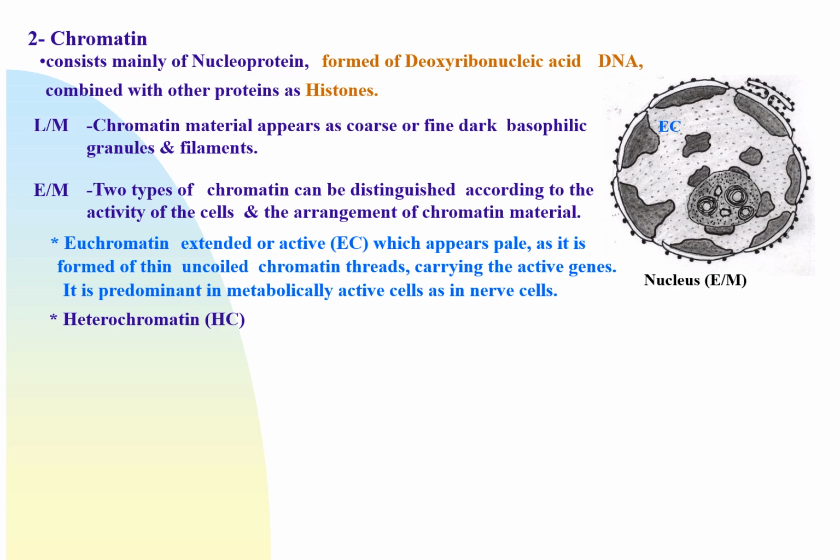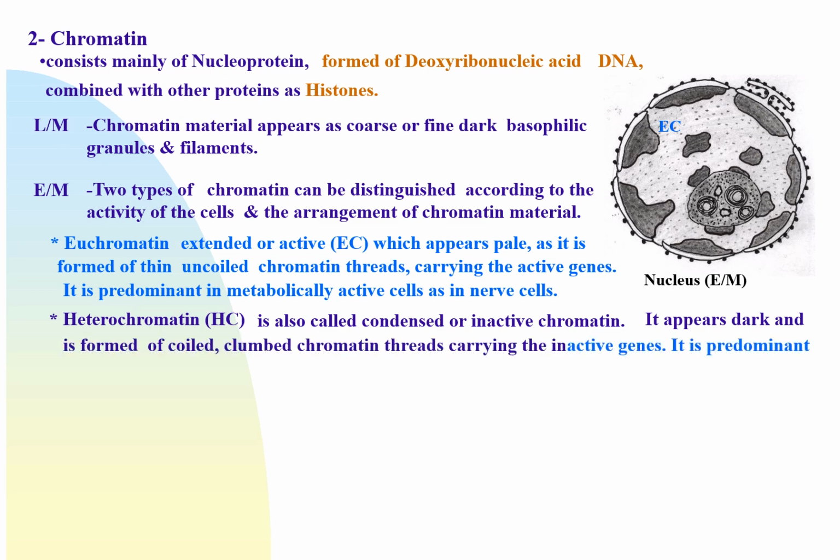Heterochromatin is also called condensed or inactive chromatin. It appears dark and is formed of coiled, clumped chromatin threads carrying the inactive genes. It is predominant in metabolically inactive cells like fibrocytes.